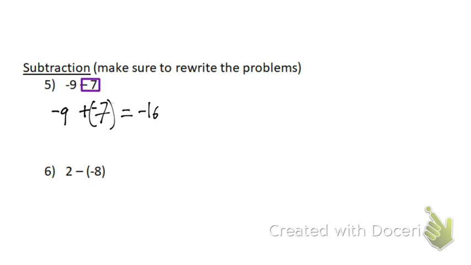Then for number 6, if I'm rewriting that one, we're subtracting negative 8 right now. It becomes adding. What's the opposite of negative 8? Positive 8. And you guys got to remember to always leave that first number alone. You keep it the same. 2 plus 8 is 10. Because what I want to keep telling you guys is that taking away a negative is the same as adding a positive.